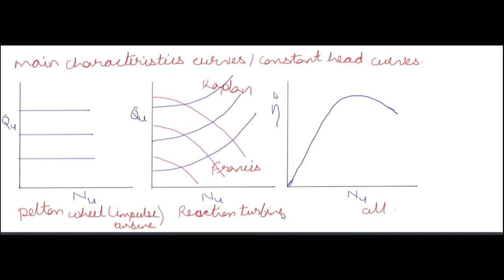Unit discharge versus unit speed of Pelton or impulse turbine is a straight line, while for a reaction turbine the unit discharge versus unit speed is going up for Kaplan turbine and going down for Francis turbine, and efficiency is first linearly moving upwards and then going downwards for all, whether it's an impulse turbine or reaction turbine.